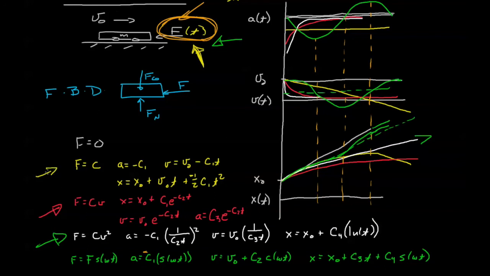Finally, we have force as a constant. This is similar to what you probably have seen before, where we have a nice even acceleration, a linear velocity, and then a position as a function of time in the form of a quadratic. The last thing there is F equals 0, which should be a pretty simple graph to follow and understand.